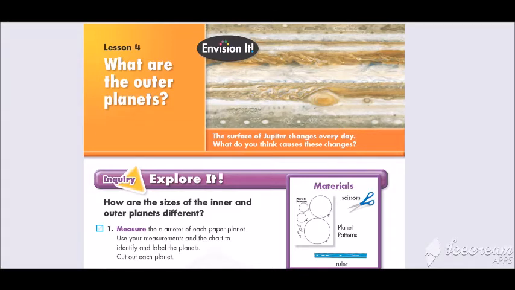Before this, we have a small note about the size of these planets. Do you think they are smaller or bigger? Of course, they are bigger. In the front picture, you have seen the surface of Jupiter changes every day. What do you think caused these changes? Maybe storms, maybe moving rocks, maybe space rocks that hit the planet, and so on.